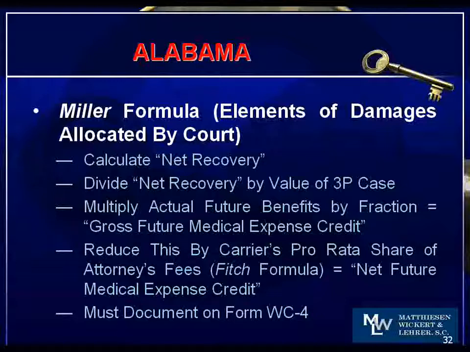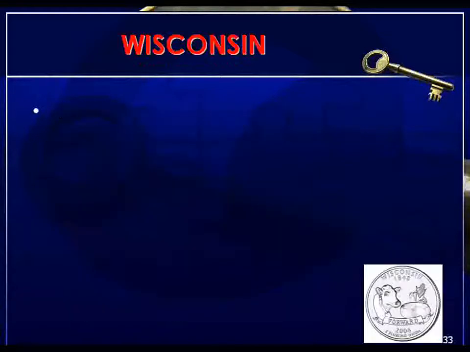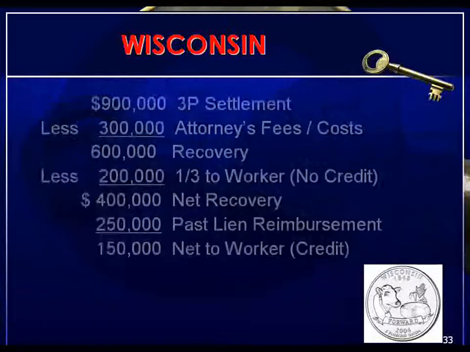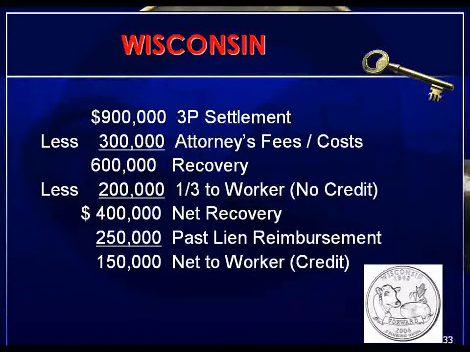So you can actually calculate it using this very arbitrary determination of what's the value of the third-party case. The fraction in this Miller formula is an arbitrary number. So that's why being involved, again, here's the chess strategy. Being involved from the start allows you to be involved in picking that denominator, which can drastically affect the amount of recovery you make.